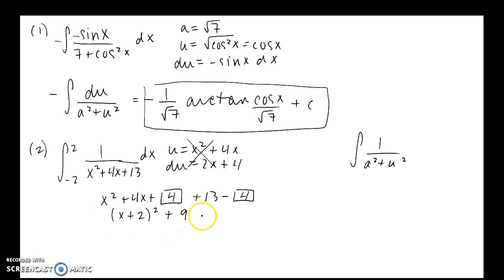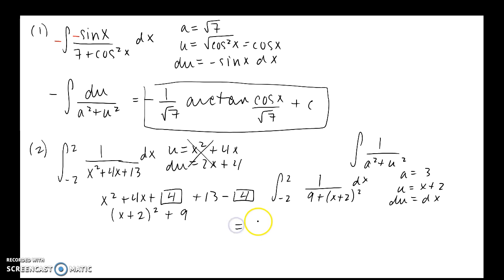Now look at what we have down here. The integral from negative 2 to 2 of 1 over 9 plus (x plus 2) squared. a is 3, u is x plus 2, and du is just dx. So once we complete the square, it fits perfectly into our arctan. So I have 1 over a, arctan of (x plus 2) over 3, evaluated from negative 2 to 2.